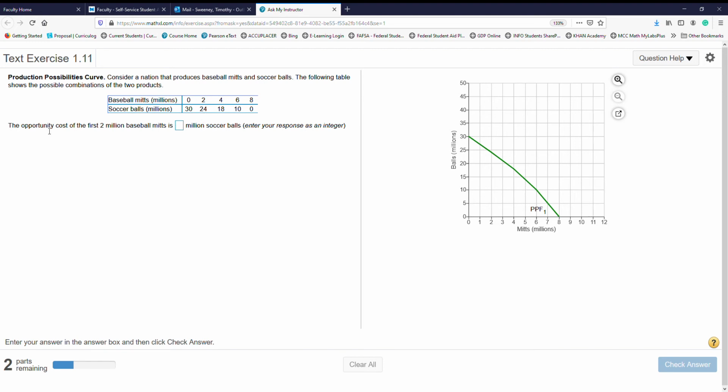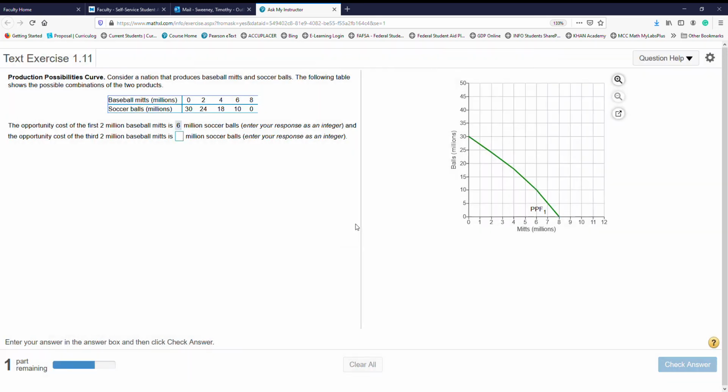Okay. So the opportunity cost of the first 2 million baseball mitts is what in soccer balls? Well, if I produce 2 million baseball mitts, that means that I can only produce 24 million soccer balls. So in terms of soccer balls, how many soccer balls am I giving up to produce these 2 million? Well, I went from 30 to 24. So I'm giving up 6 million soccer balls.